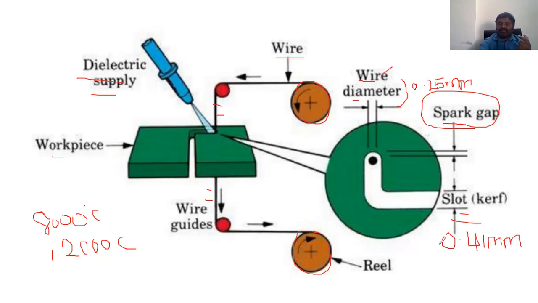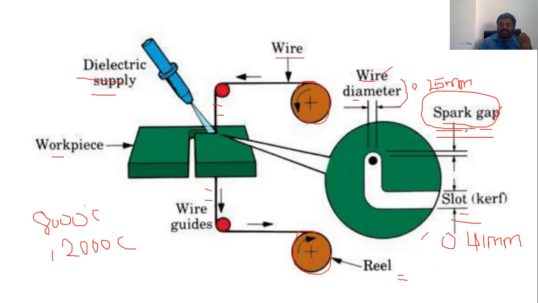Okay. If I know the wire diameter and how much of a slot I have to go with, then we can go with the spark gap. That is the formula. The spark gap is equal to the curve width minus the wire diameter, divided by 2. That is the spark gap.